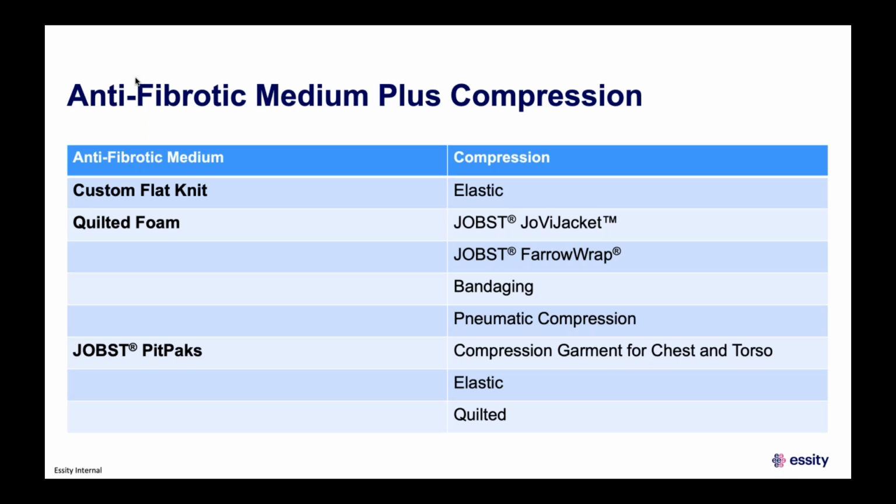Going back over to the left column, now we're going to look at the Jobst pit packs, and because they are more aggressive, I use a less aggressive compression as a rule. Looking over at the right column, I would use a compression garment for the chest or thorax, or some other type of elastic external compression, or you can even put a pit pack under quilted compression.